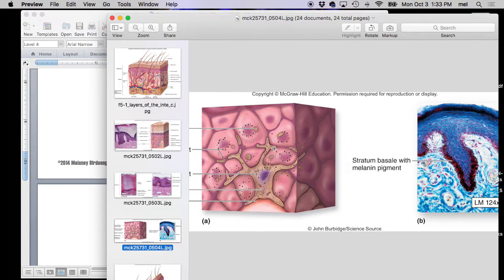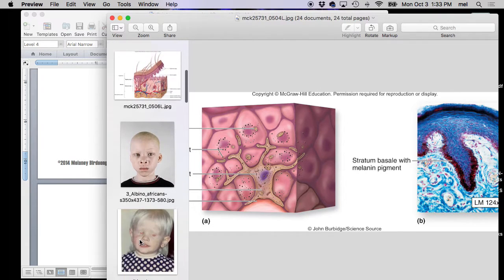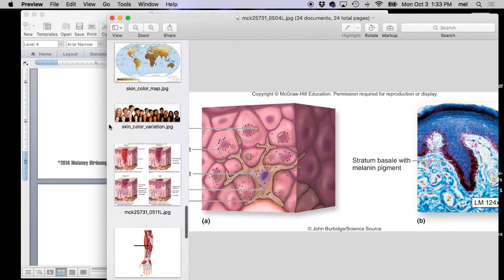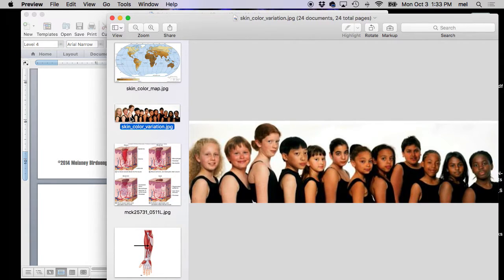But then let's acknowledge that we are not simply black versus white. That's not how skin color goes. There is tremendous variability in skin color. This isn't even all of it, of course, because you can get more variability than that. But before we continue with melanin, there are two other pigments that are responsible for the color of your skin and your hair and your eyes.